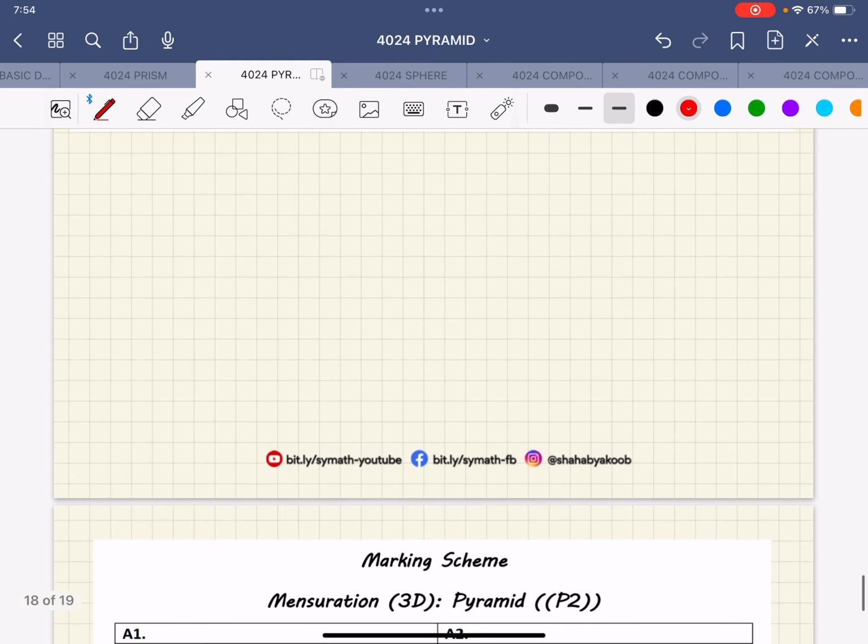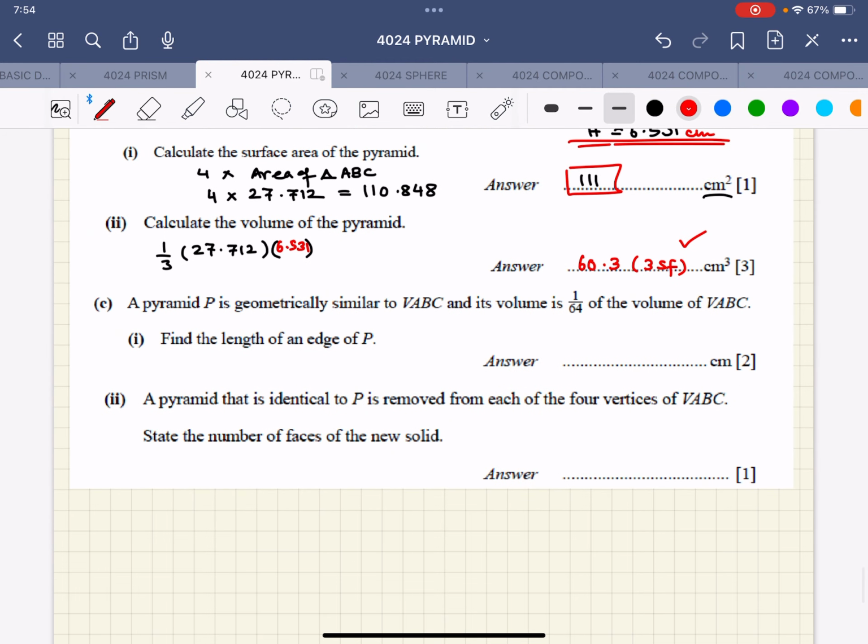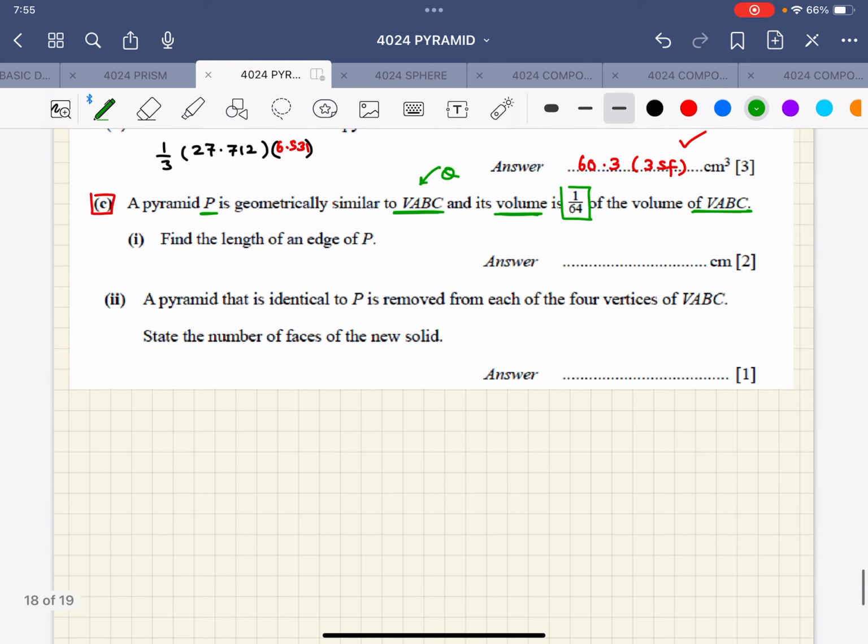All good, all perfect. Now it says this is something to do with similarity. A pyramid P is geometrically similar to VABC and its volume is 1/64 of the volume of VABC. Now let me call this thing Q for simplicity. What it's saying is that VP is to VQ, its volume is 1/64. So this is 1:64. I can even write this as VP is 1/64 VQ.